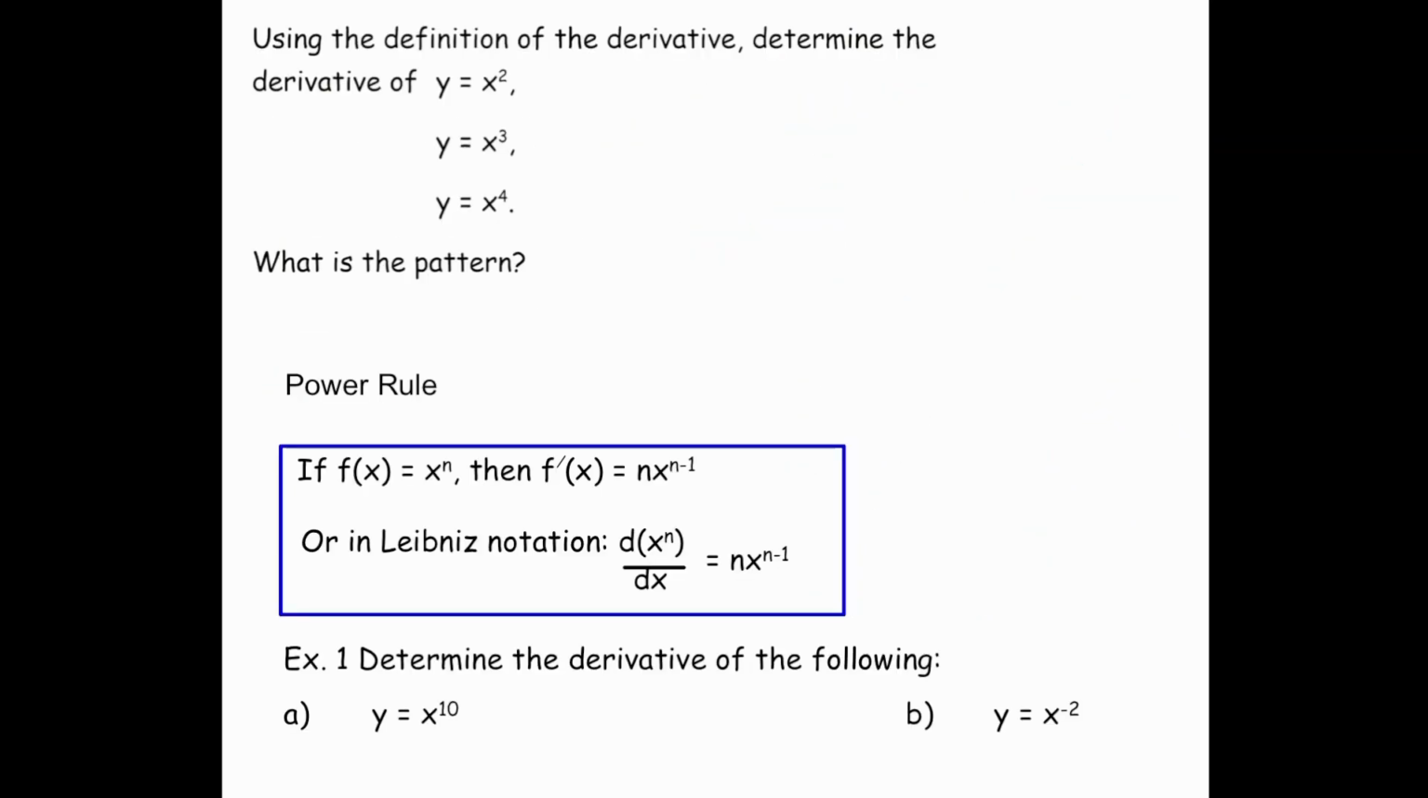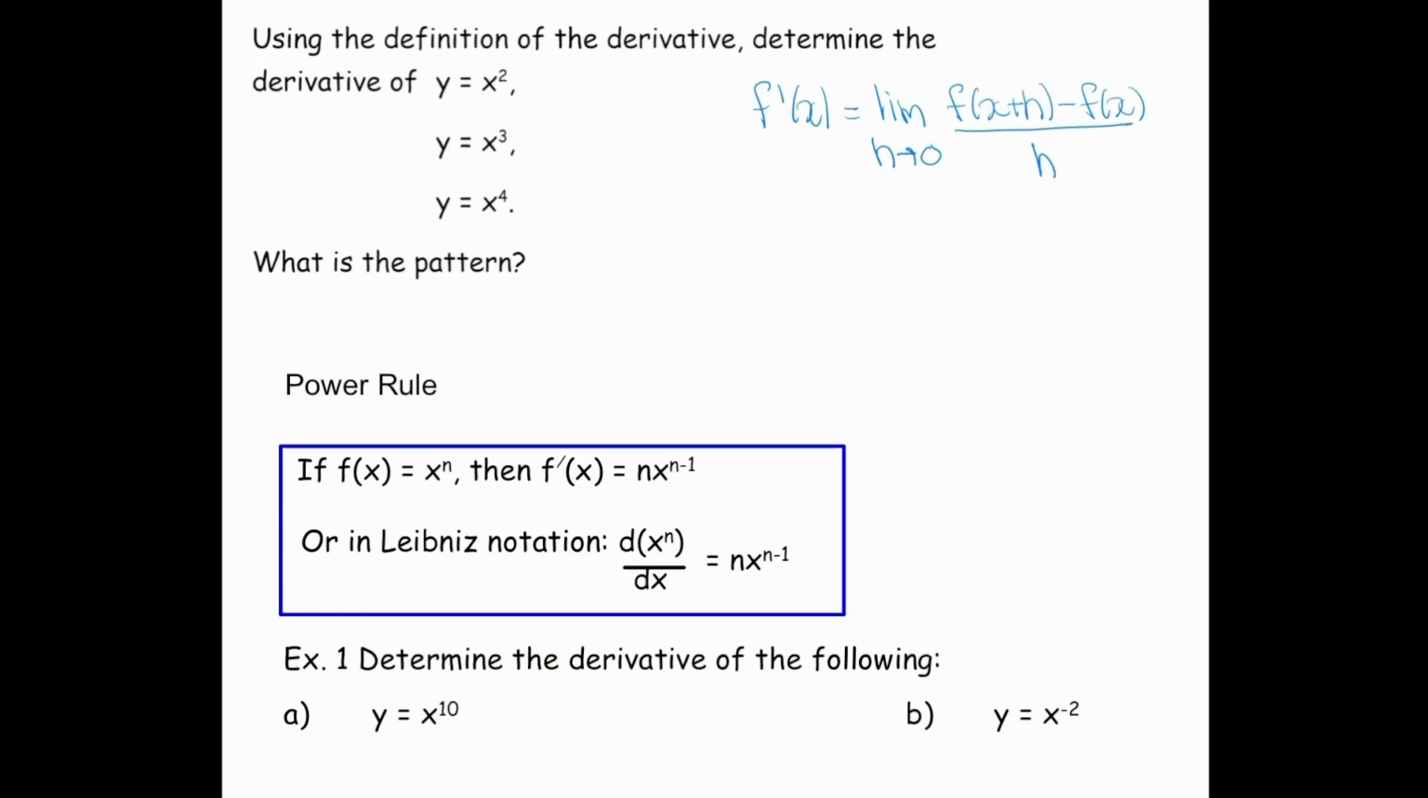I want you to take a few minutes and pause the video and use the definition of the derivative equation to determine the derivative for each of the following functions. As a reminder, the definition of derivative equation is as follows. f prime of x is going to be equal to the limit as h approaches 0 of f of x plus h minus f of x, all over h. So pause the video and then come back.